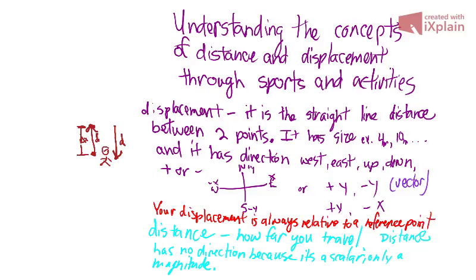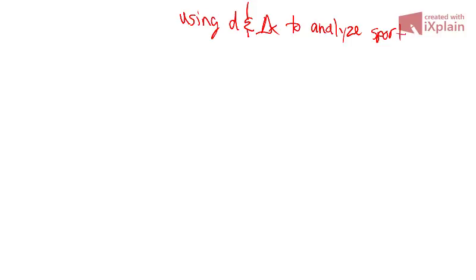Now, those are the concepts we have to take with us when we're analyzing sports. So using d and delta x to analyze sport objectives. Okay, the in-class example I gave was football.